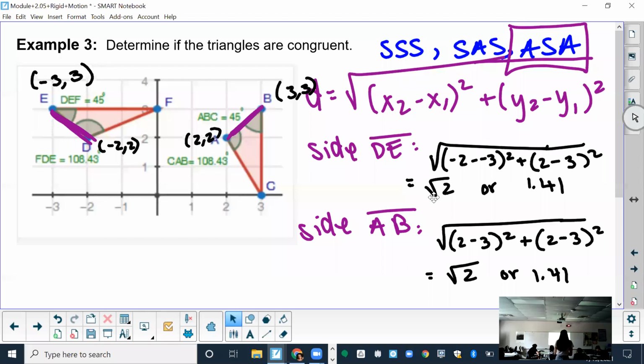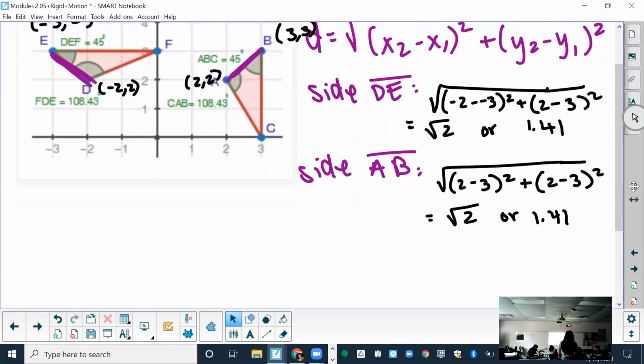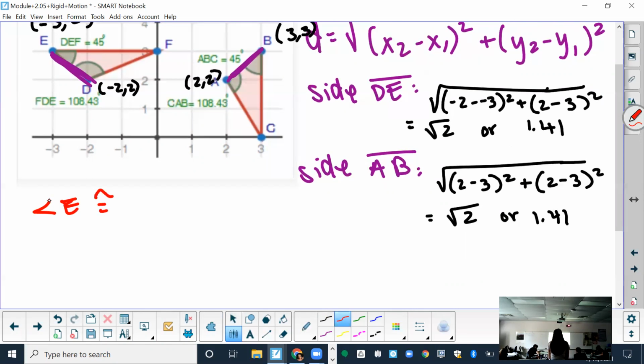We have the square root of 2 or about 1.41 for both sides. Good, any questions there? All right, and that's the only side that we needed to find to prove it by angle, side, angle.